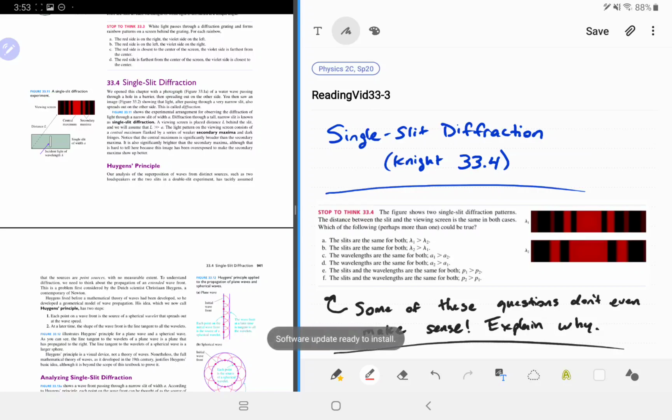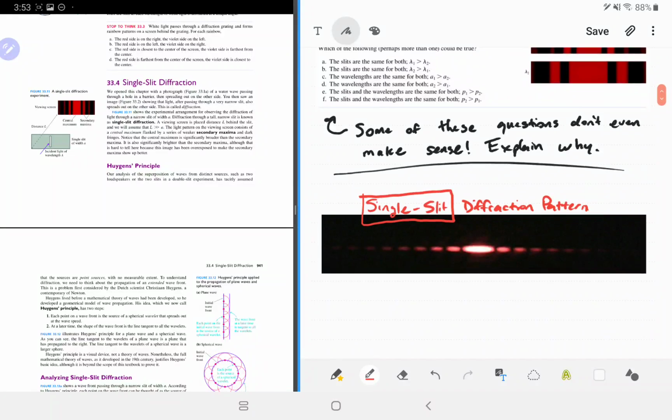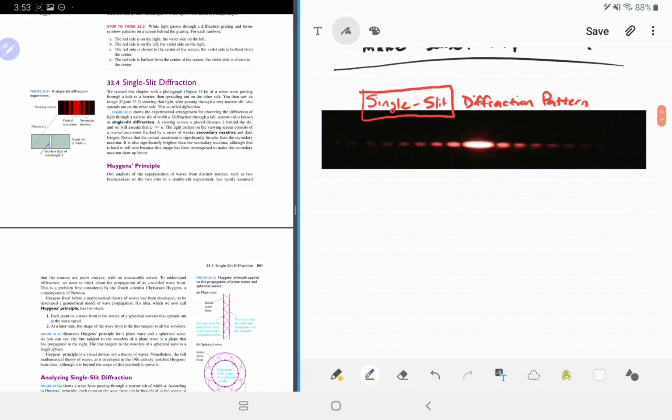All right, in this video we get to explore single slit diffraction. Towards the end of the video we'll come back to the stop and think question. It involves two different diffraction patterns and analyzing the differences between the two. So we'll have to hold off a little bit before we come back to that question.